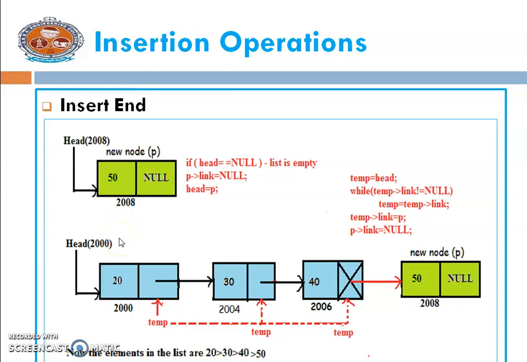If the linked list is not empty, then define a node pointer temporary variable and initialize it to head. Keep moving the temp to its next node until it reaches the last node in the list by using this while loop. So after reaching the last node in the list, set temp of link is equal to p. So after inserting the newly created node p at the end of the list, the elements in the list are 20, 30, 40 and 50 respectively.